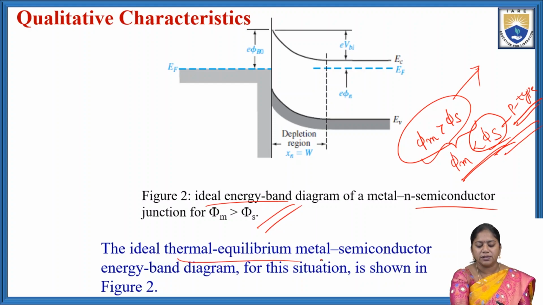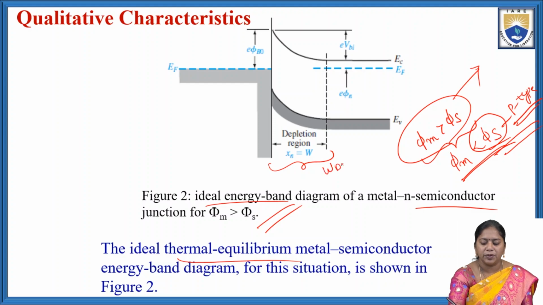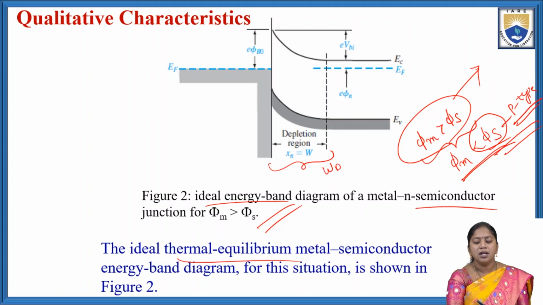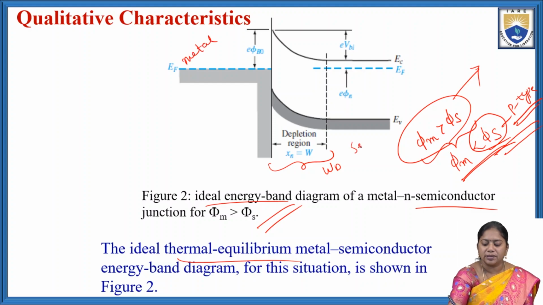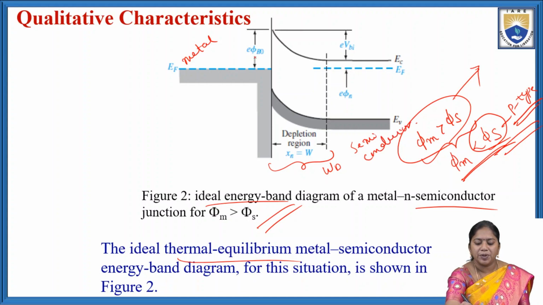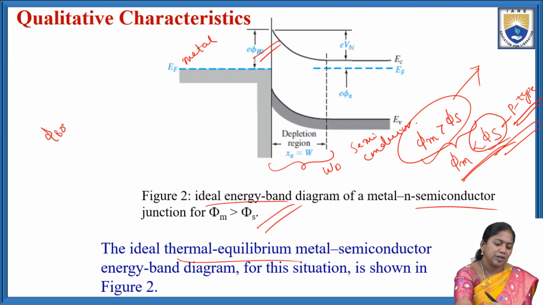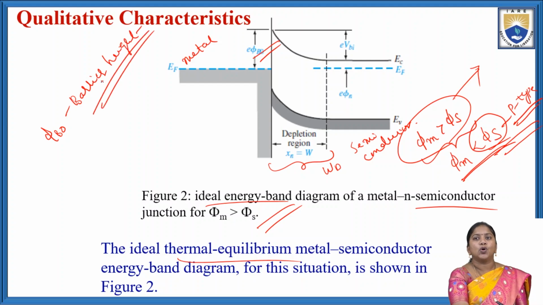So the ideal thermal equilibrium metal-semiconductor energy band diagram for this situation is shown in this figure. This is the depletion region, which is formed in between the metal and the N-type semiconductor. For example, this one is the metal, this one is the semiconductor. Here phi b naught is the barrier height. Barrier height is the important parameter in Schottky barrier diodes, where V_bi is the built-in potential.